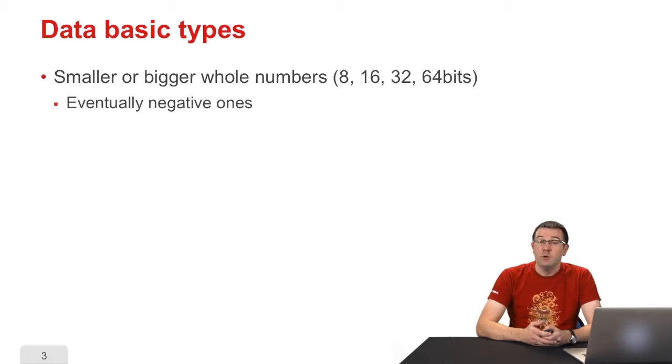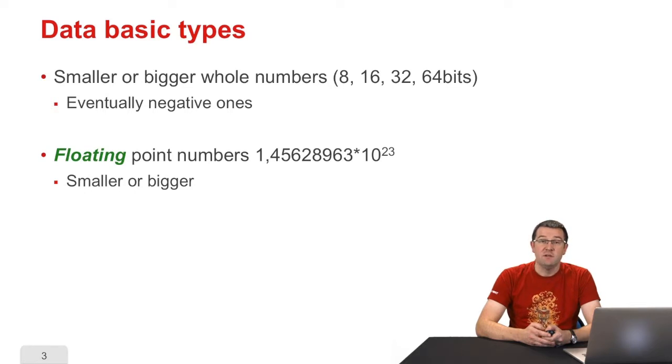There are different types of large whole numbers the computer can manipulate efficiently. These whole numbers can eventually be negative if needed. We can use either positive or negative whole numbers. Whole numbers are good because they are accurate. There are many values, not necessarily enough, because sometimes we'll need to manipulate decimals.